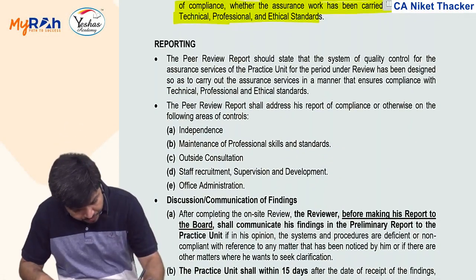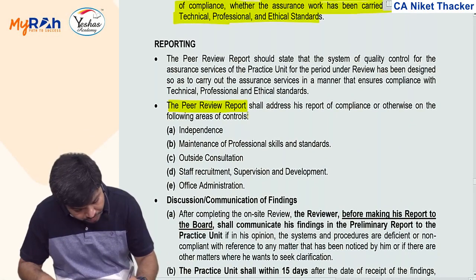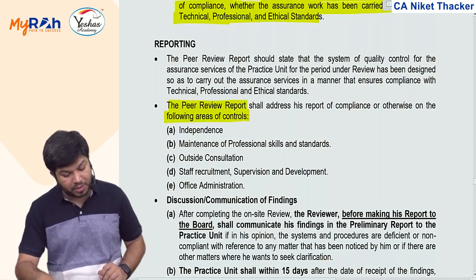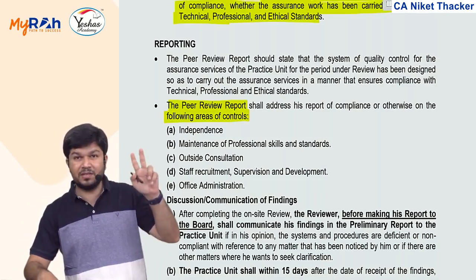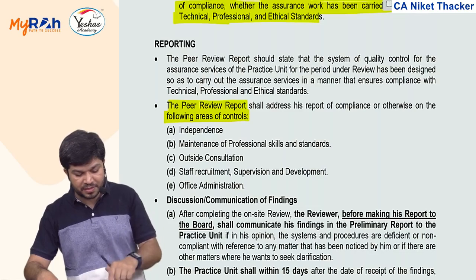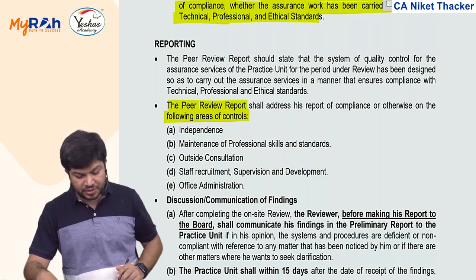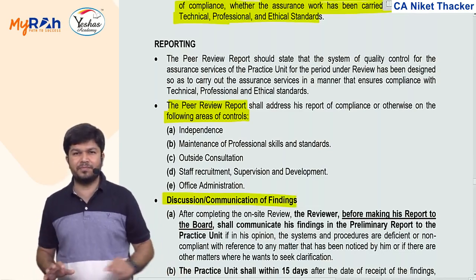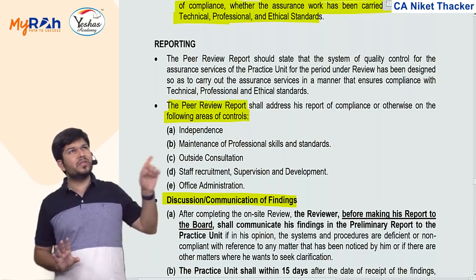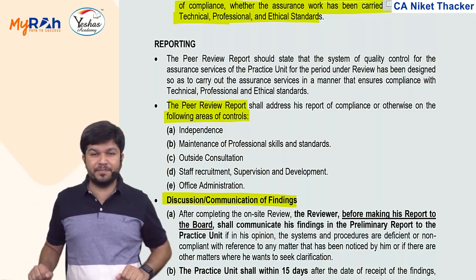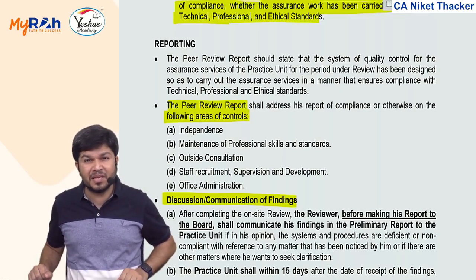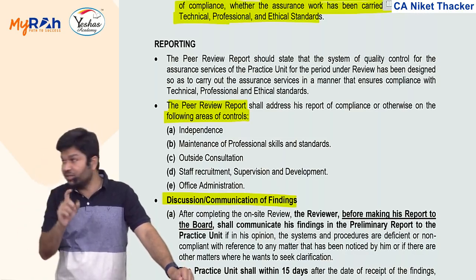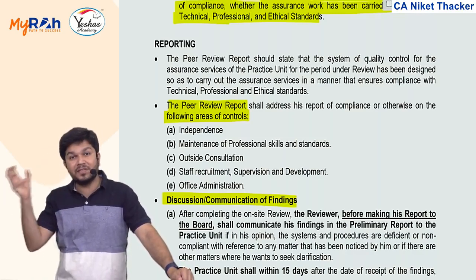So one, I have to report about general controls. You should report about the general controls: independence, maintenance of skill and standard, outside consultation, staff recruitment, office administration. Now, before I give a report, the peer reviewer will give a report to the peer review board. Before I give a report to the peer review board, if any findings are there, I should communicate the findings to the PU and ask for their answer within 15 days.